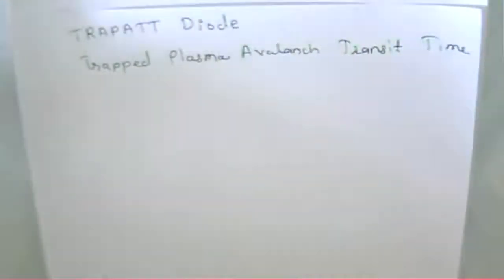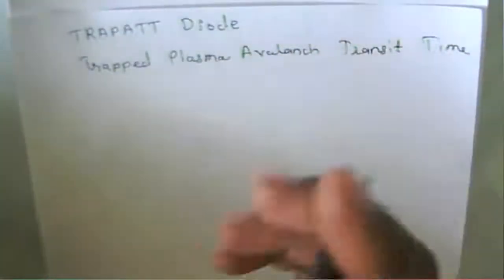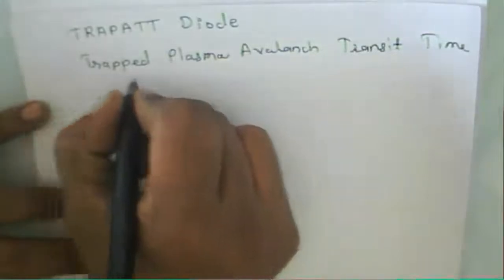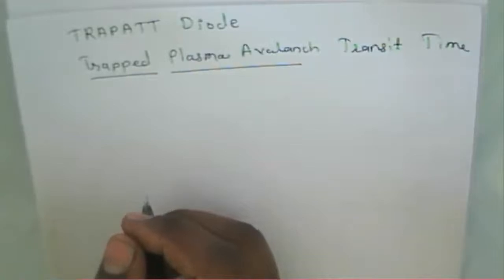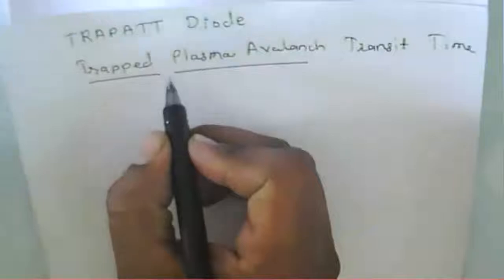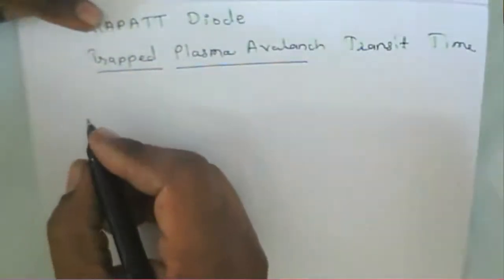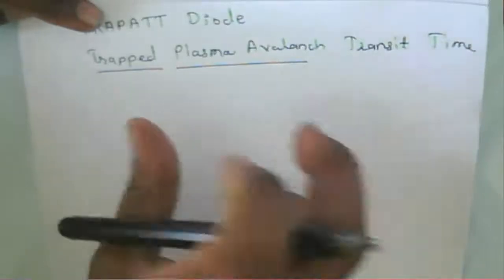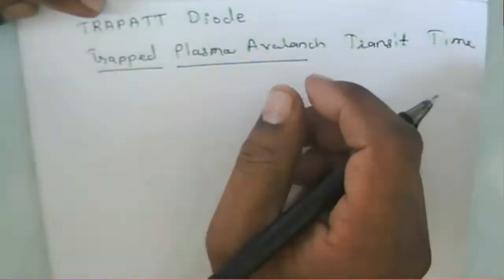Welcome to the microengineering course. Today we start with the TRAPATT diode, which stands for trapped plasma avalanche transit time diode. In an IMPATT diode, we have seen impact ionization avalanche transit time. If you compare the TRAPATT diode with the IMPATT diode, there is a small difference. It has the process of the avalanche.